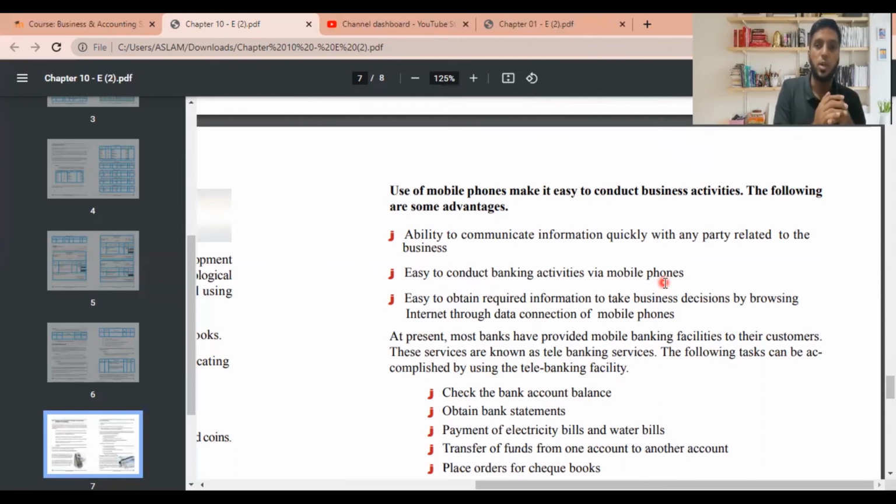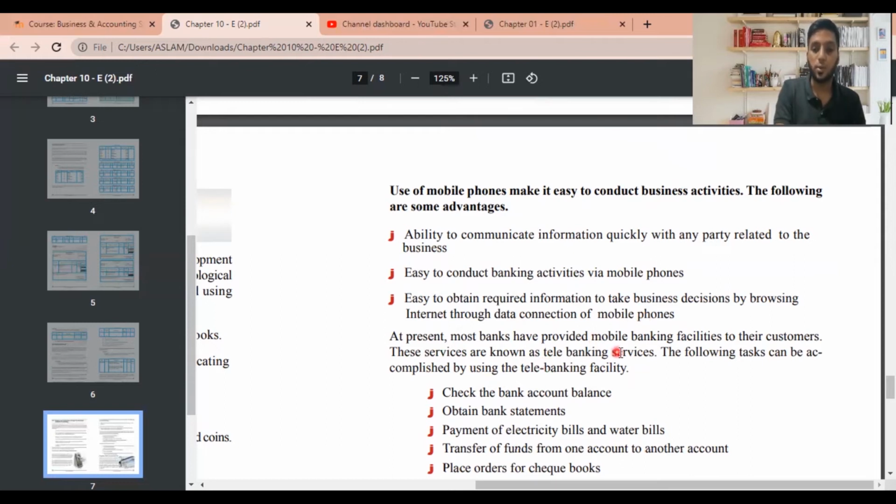Even if you want to order something to your house, you can sit in one place. Or if you want to order some sort of resources to your company, you can sit in one place and get the work done. It is easy to obtain required information to take business decisions by browsing the internet through the data connection of mobile phones. It's very easy and straightforward. This type of question may ask how you can use mobile phones to browse the internet and get the work done, or to conduct banking activities, or to communicate information in a very detailed manner.